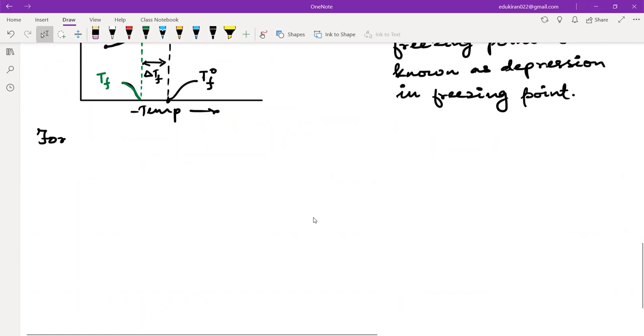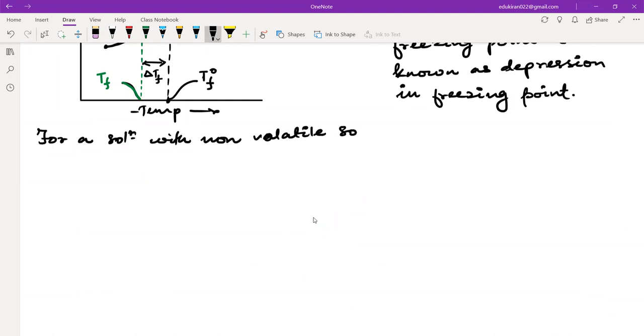For a solution with a non-volatile solute, the difference in the freezing point of solution and solvent will be equal to T naught F minus TF. That means the freezing point of pure solvent minus the freezing point of solution.